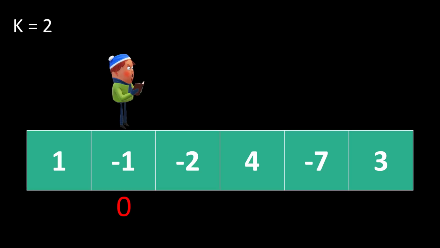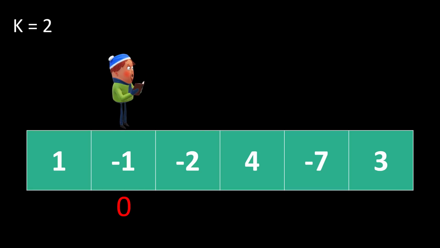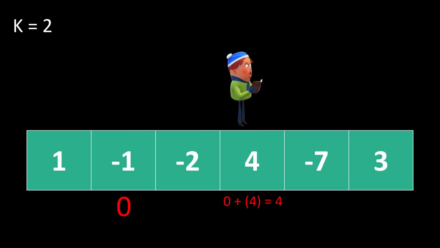Now let's consider that we are at index 1 and we need to jump further. In this case, we can jump to index 2 and 3. When we jump to index 2, we get the sum as 0, which is the previous sum, plus the current value minus 2, and we get minus 2. And if we were to jump to index 3, we will get 0 plus 4, which is the current value, equals 4.